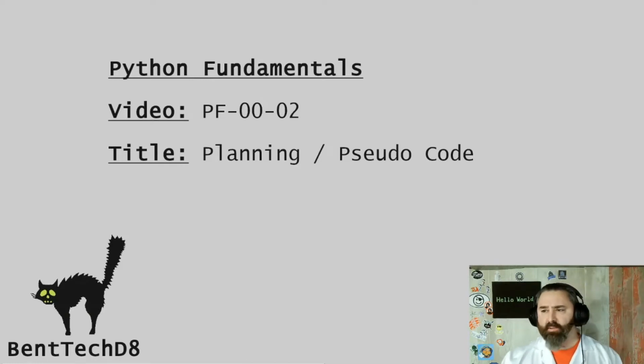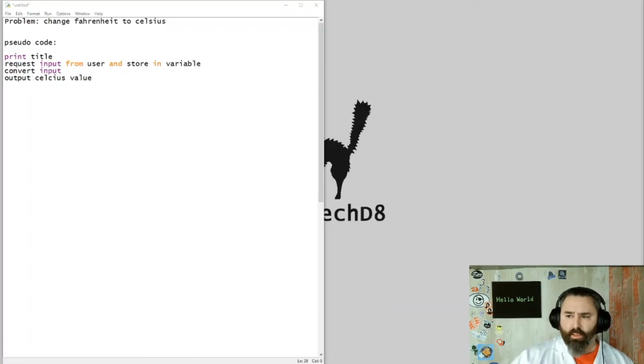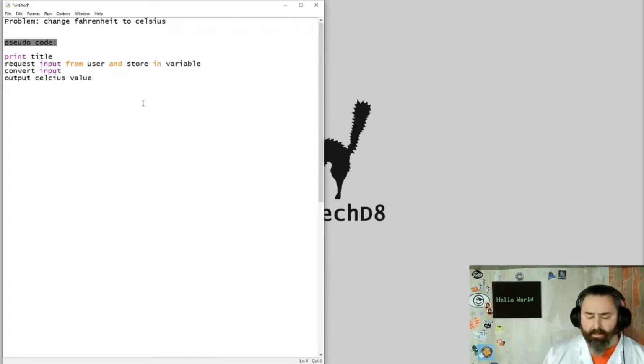So here's the second video. Like I mentioned, we're going to be talking about planning and pseudocode. So without further ado, let's get into it. Let's first talk about what pseudocode is, right? Pseudocode is the ability to plan.